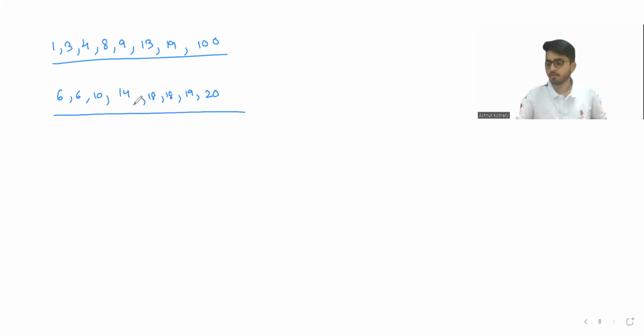Here, if I take the median, my median will be coming out to be nothing but 16 over here. Let me just take it to be, let's say, 1, 1, 6, 6.